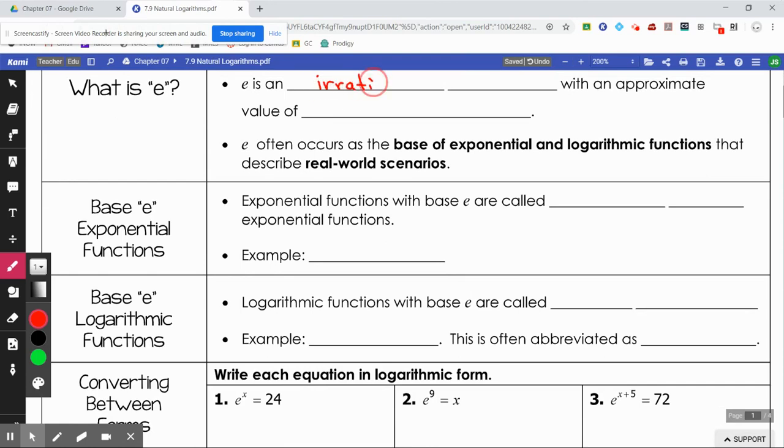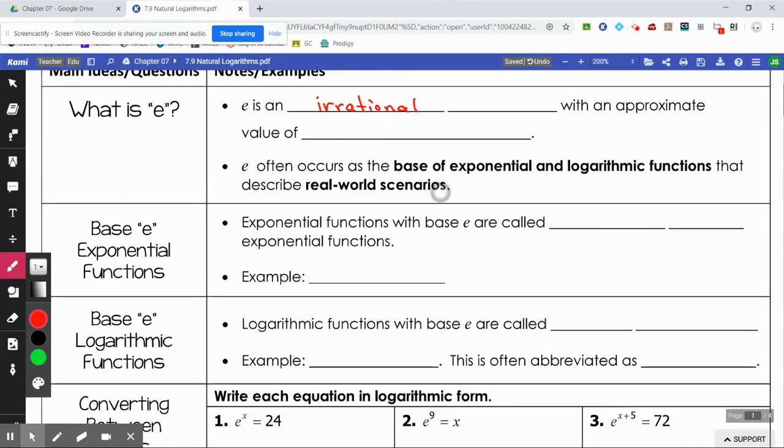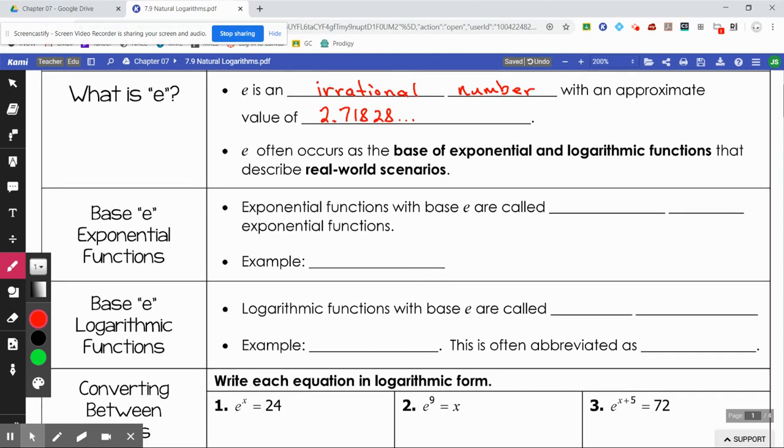E is also, once again, an irrational number, just like pi. The reason it's irrational is that it's a crazy number that has no pattern and doesn't repeat. Just like pi, it has an approximate value of 2.71828. Just like pi is 3.14159, that's the approximate value of e, and it does continue on and on forever.